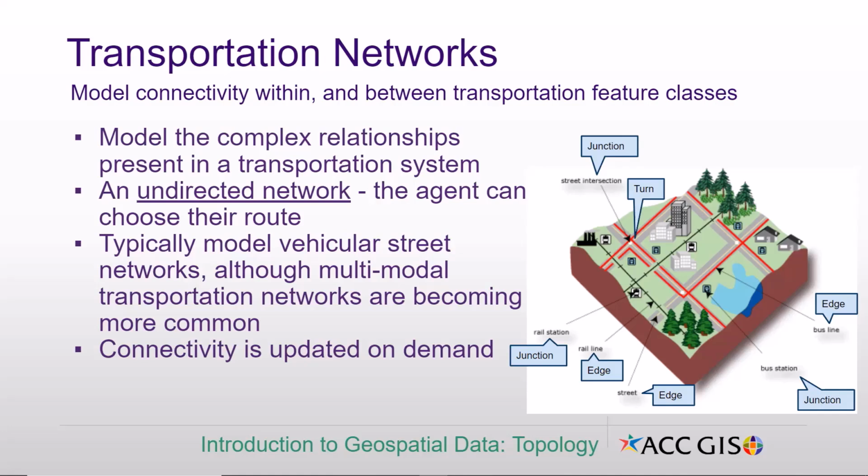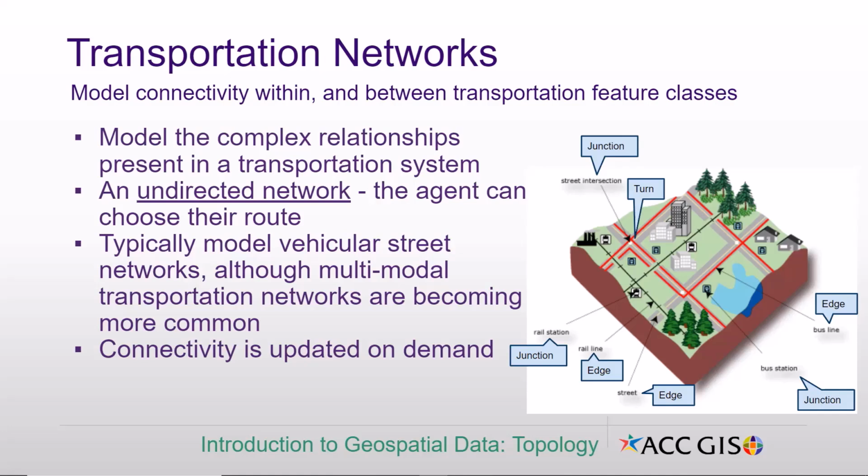The connectivity for transportation networks is updated on demand. What that means is if you edit the underlying feature classes, for example, a street center line, then you have to go and build the transportation network again so it reflects any changes to the street center lines. So it's updated on demand.